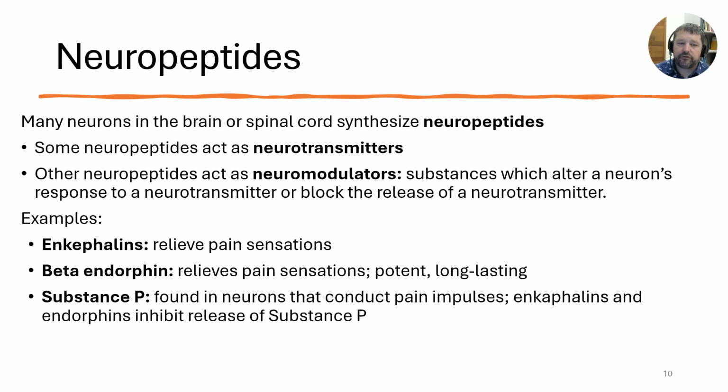So enkephalins, these relieve the pain sensation. Beta endorphins, things like opioids are beta endorphins, they relieve pain sensation also, and tend to be longer lasting. Substance P is what's conducting pain impulses. So enkephalins and endorphins inhibit the release of substance P. That pain impulse is controlled by both of these. So these are modulators at times. They modulate the transmission of pain impulses.